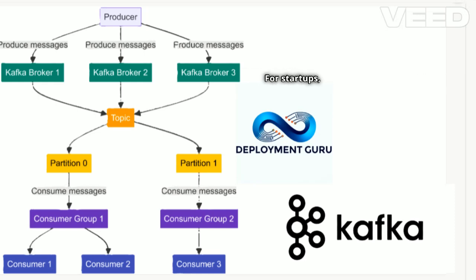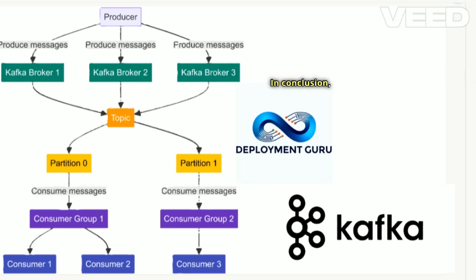For startups, the benefits of using Kafka are immense. It provides high throughput, low latency, fault tolerance, and scalability, making it ideal for handling large volumes of data in real time. Kafka's ability to process data streams in a distributed and fault-tolerant manner is a game changer for startups looking to build robust and scalable systems.